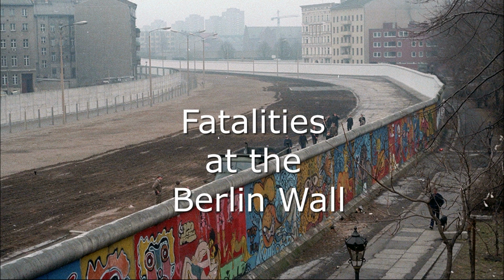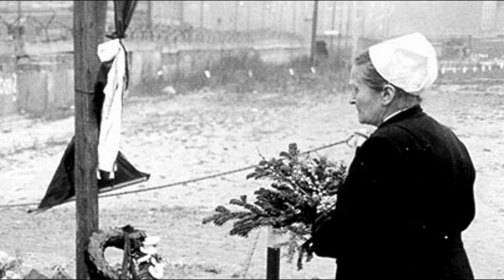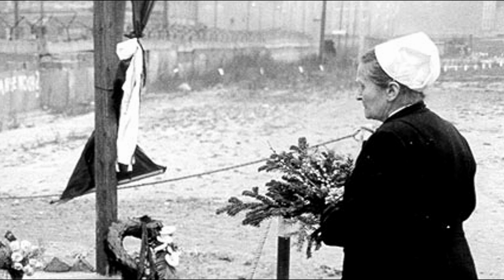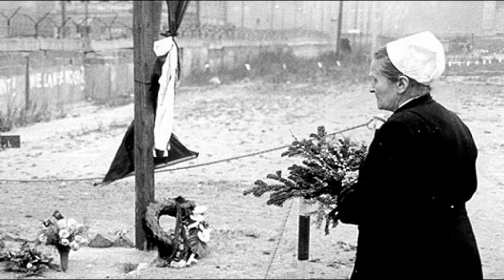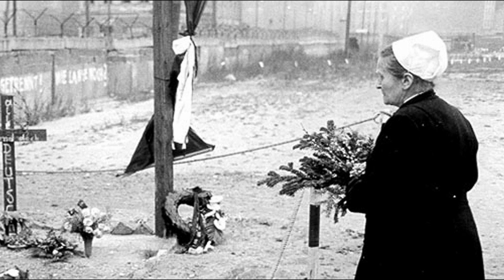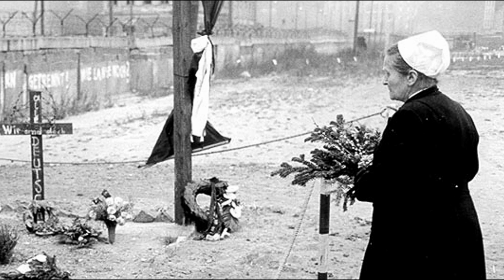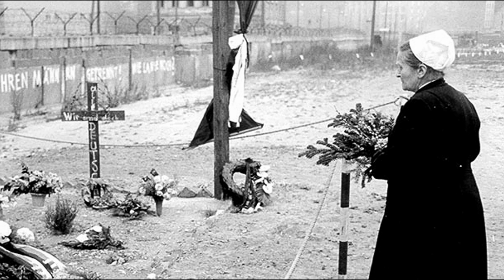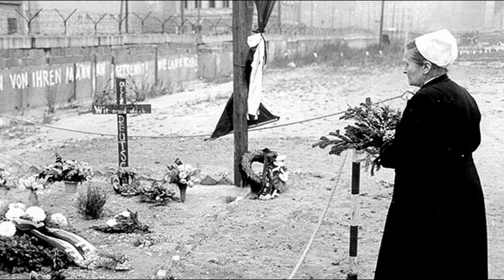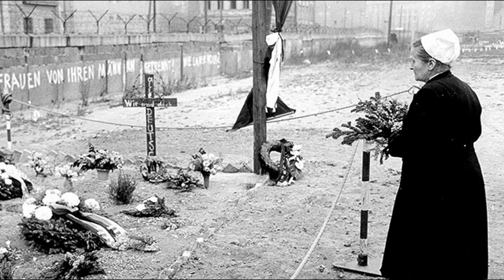Fatalities at the Berlin Wall. At least 140 people were killed or died at the wall in connection with the East German border regime between 1961 and 1989. 101 East German fugitives were killed, died by accident, or committed suicide while trying to flee through the fortifications.